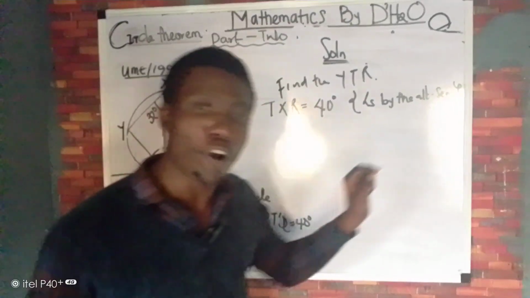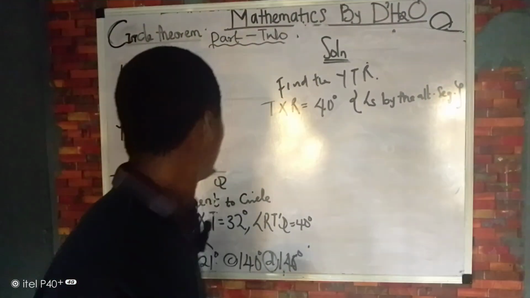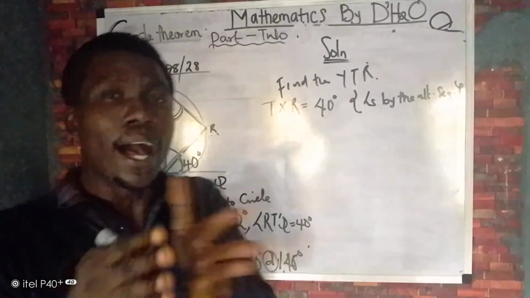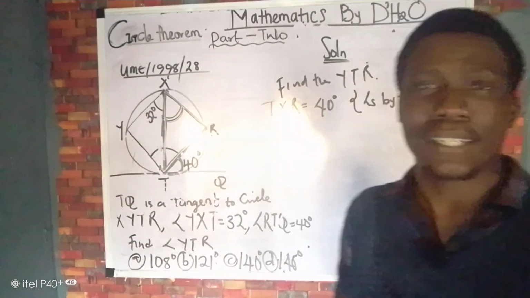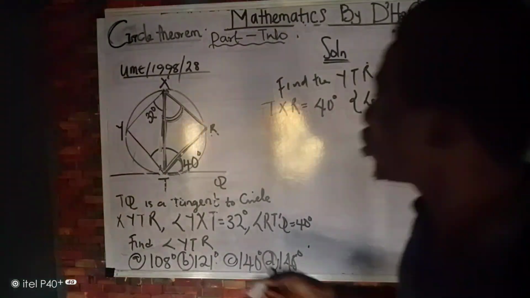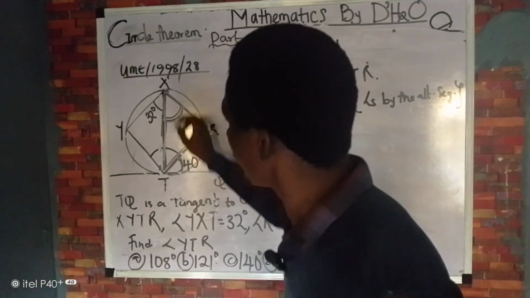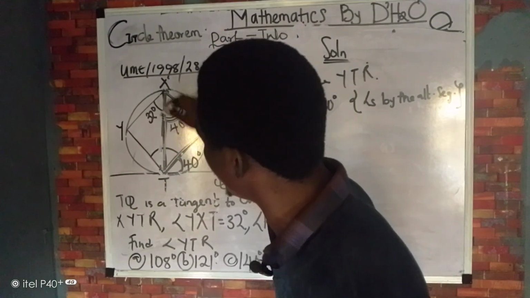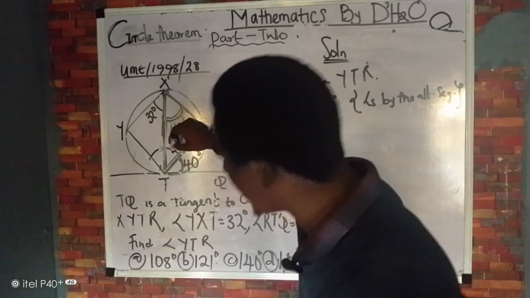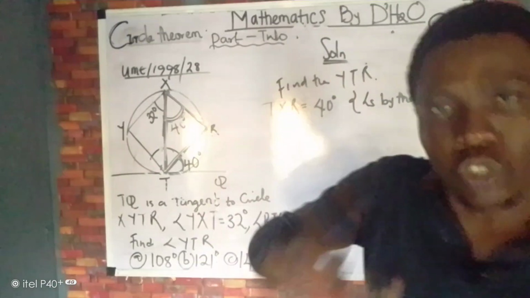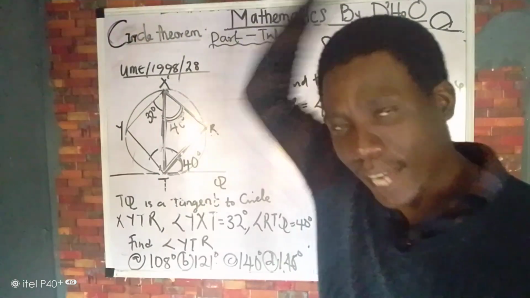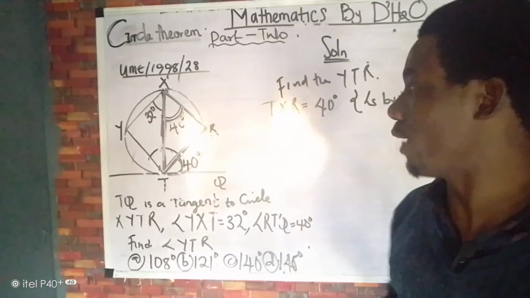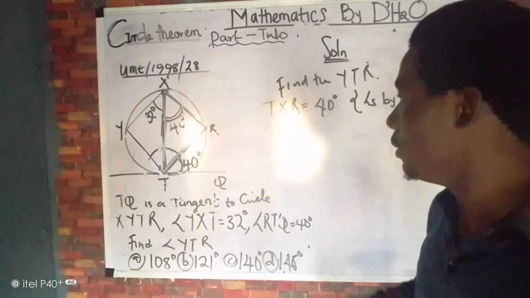So if this angle is already 40, how do we get this angle that is here? Remember that in our former video lesson, I told you that the opposite angles in a cyclic quadrilateral are supplementary. So in this quadrilateral, if this angle is 40, the angle here and the angle here will sum up together to give us 180 degrees. Check our previous video on circle geometry for more details.